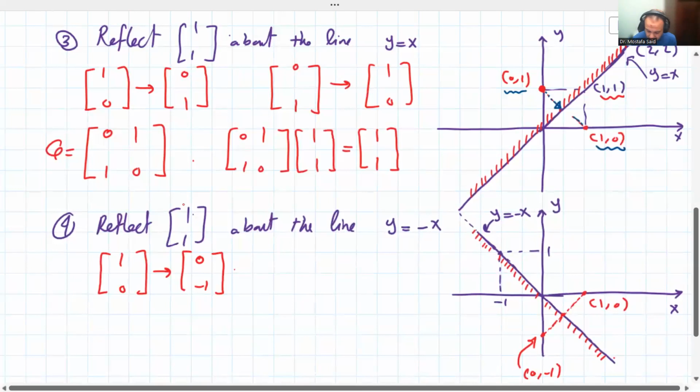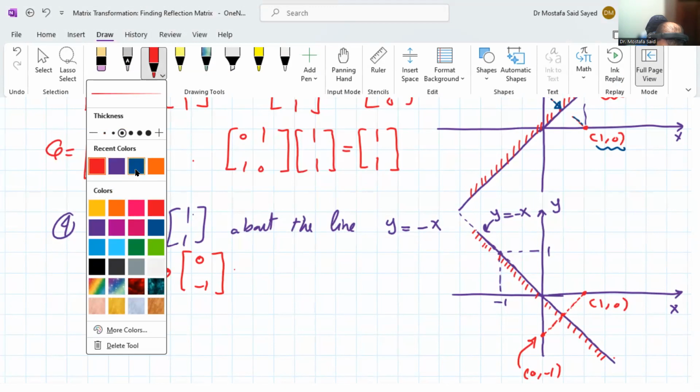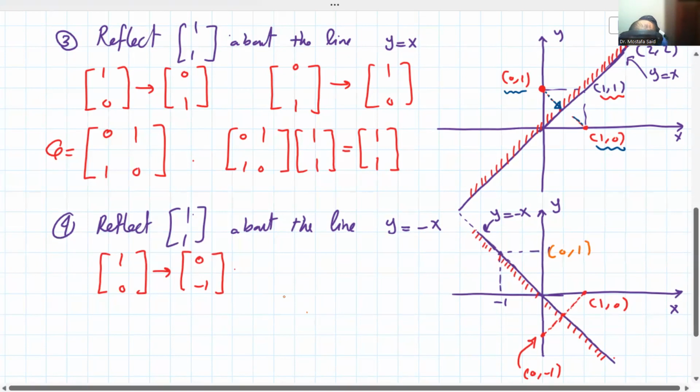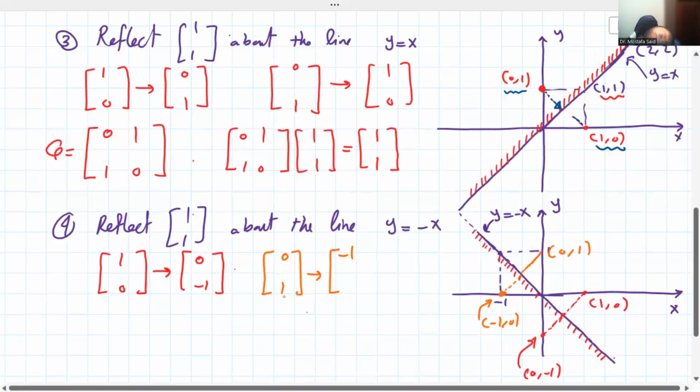Good, very good. Now the second point, let's do it with another color, orange for example. The second point is 0 and 1. Again, this is the mirror. We're going to make a perpendicular line again. And so the reflection will be here. So the 0 and 1 goes to, what is this point here? This point is actually -1 and 0. Okay, good.